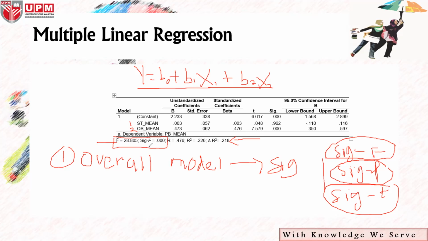Our model is? Less than alpha. Significant. Yes, so our model is significant. Okay, so what does it mean if our model is significant? It means that, okay, bila overall model significant, apa maksud dia? It means that at least one of our variables significantly influences our DV.